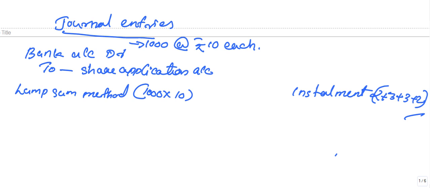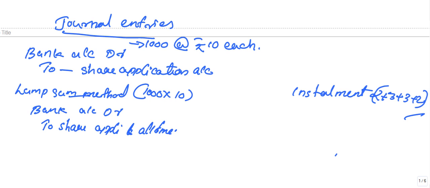How to write the journal entries? We are collecting, so bank account debit to share application and allotment account. How many shares? 1000 into 10. How much will come in total? 10,000 rupees will come. Then this is transferred to the share capital.